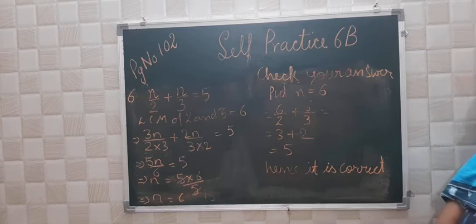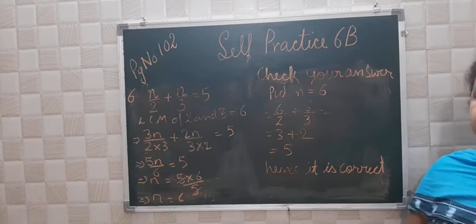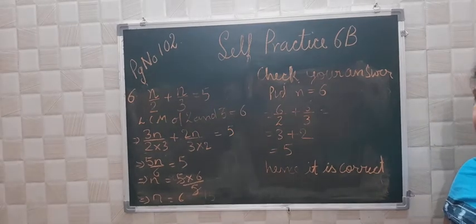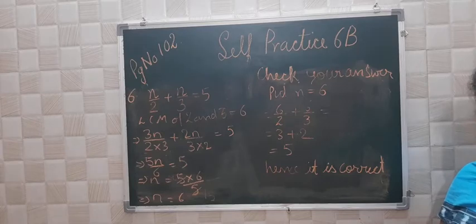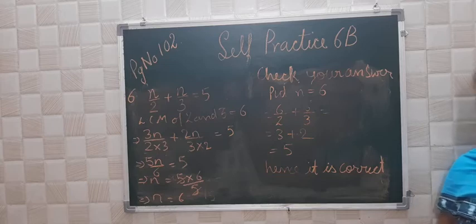See once more. n by 2 plus n by 3 is equal to 5. So you will take the LCM of 2 and 3, which is equal to 6. So 3n upon 6 plus 2n upon 6 is equal to 5. So when you will add 3n plus 2n, 5n by 6, the n will be equal to 5 into 6 by 5, and 5 cancel out, n will be equal to 6. Now put n equal to 6, so 6 by 2 plus 6 by 3, so it will be equal to 3 plus 2, that is equal to 5. Hence your answer is correct.